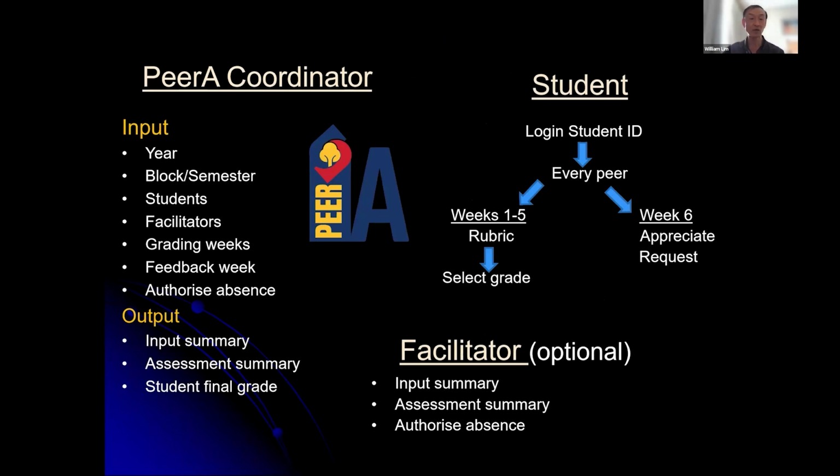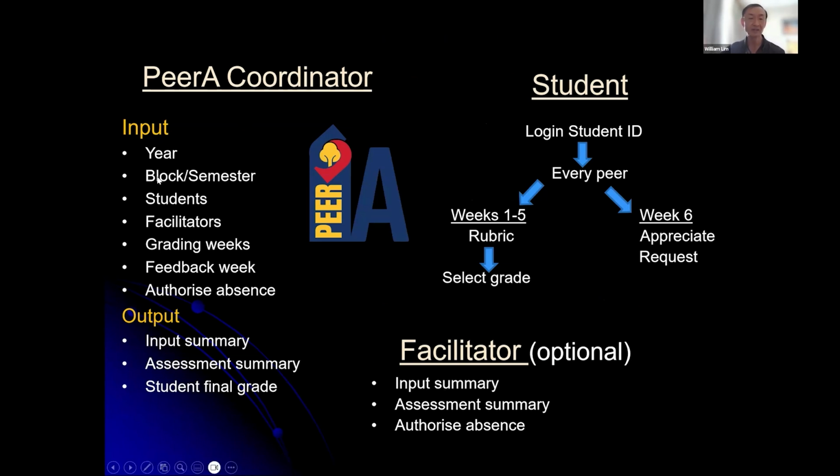So very briefly, the overall on the left is the input. The coordinator will have to put in the year. At the beginning, we have to input all the students, 150 students. This one is not difficult because the system is linked to the student enrollment, so that we can link the 150 students into the system.